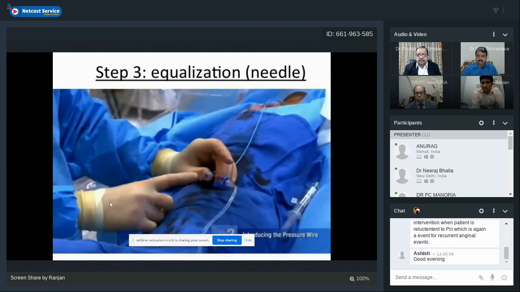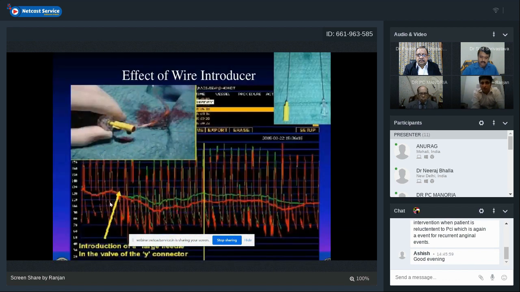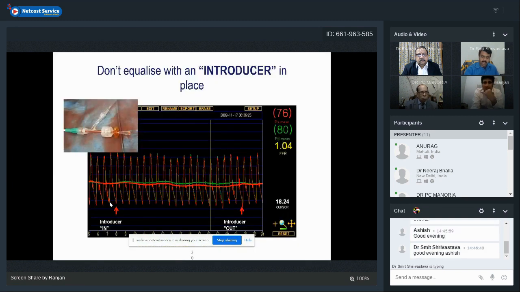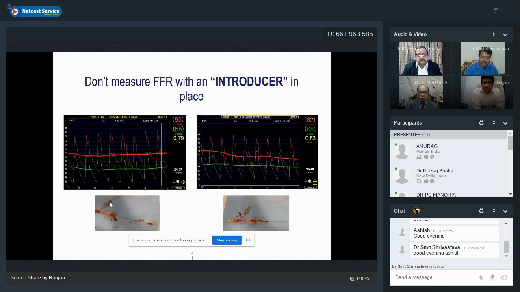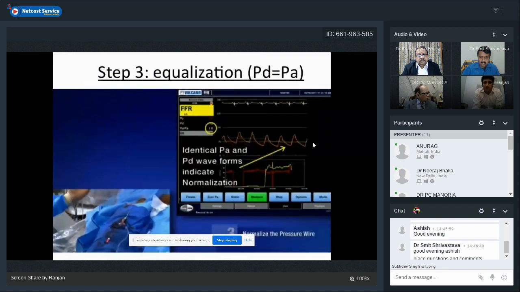This is the one point I am trying to re-highlight. Do not equalize with the needle in place. Just doing that, you look at the screen, produces such an artifact that a positive FFR actually becomes negative. So do not do it anytime. Remove it out and then equalize. That's probably a very important message. Then you look at what you find on the screen now. The introducer needle produces a lot of error. Just look at this screen. This was the error: the FFR with the introducer needle was 0.79, and without it, it was 0.83. So it does produce a lot of problems.